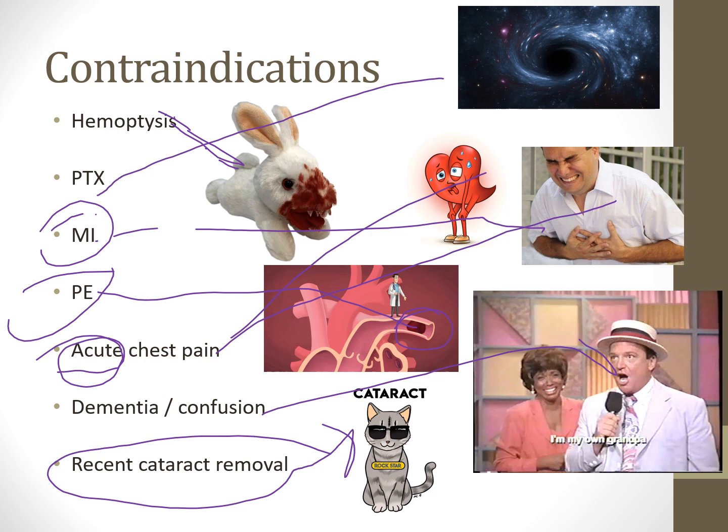So we've got to watch out for these contraindications. I'll put these in the case studies too, but if someone has active hemoptysis, they're having a heart attack or a PE that's not resolved yet, or acute chest pain, or they're unable to follow directions, and there's maybe a minor hole in their lungs, then again, we're not going to do it now. We can always reschedule it.